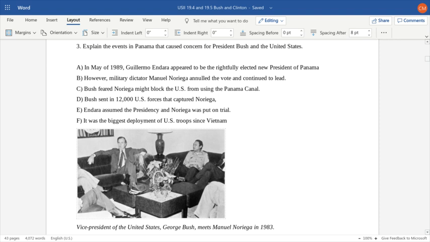However, the military dictator at the time, Manuel Noriega, annulled, meaning he declared the vote null and void, and continued to serve as the leader of the country. So basically, he was voted out of the leadership role in Panama, and he just refused to leave. Bush had to send in 12,000 American forces to capture Noriega.